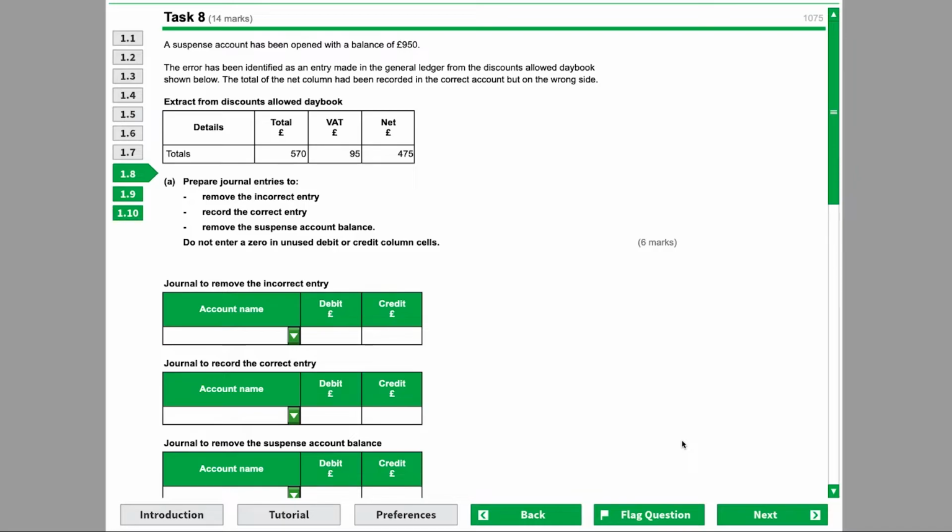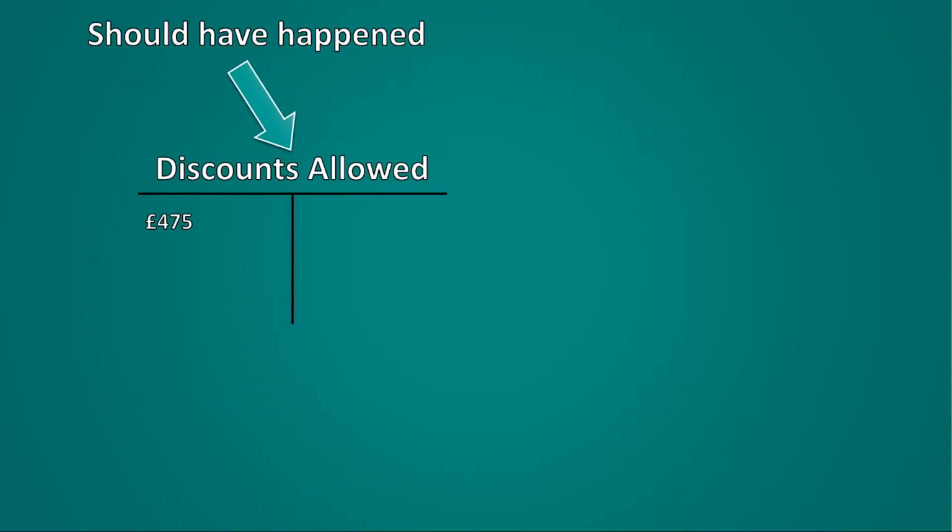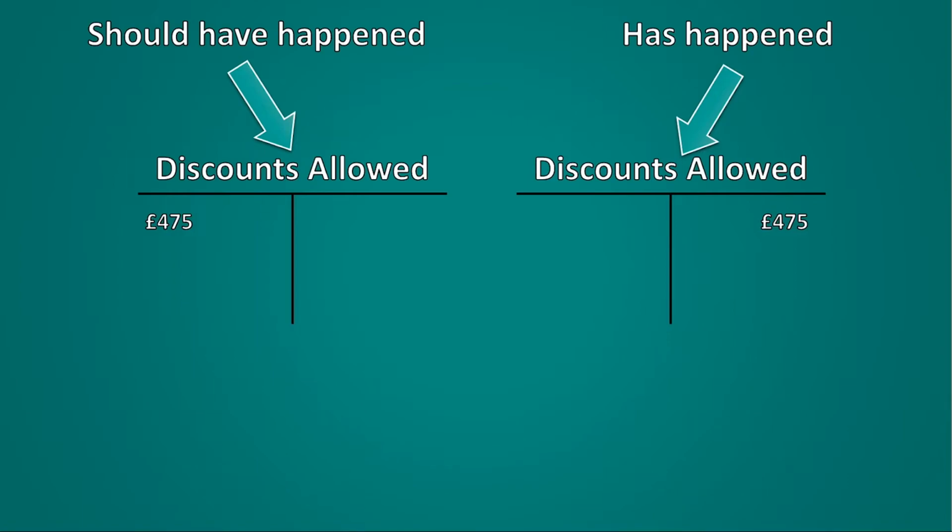So let's draw up the T accounts and see what's gone wrong. We can see on the left that this is what should have happened, and on the right, this is what has actually happened. By the time we've completed these journals, we should end up with a debit balance of 475 on the discounts allowed account. Step 1 then is to remove the incorrect entry, and to do this we will debit the discounts allowed account, bringing the balance on the account back down to 0.